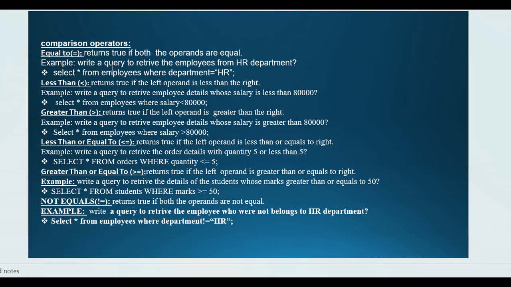Now I'm going to write the queries. Write a query to retrieve the employees from the HR department. Here we have the syntax: SELECT star FROM employees WHERE department equals to HR. Star means asterisk, so it will return all the columns from the table and display all the details of the employees. If you want to retrieve specific columns from the table, you just have to select those particular columns.